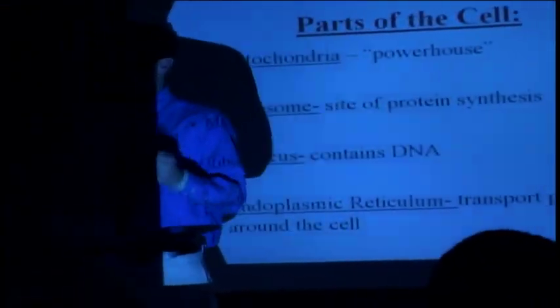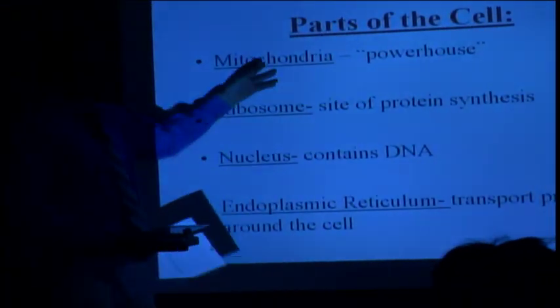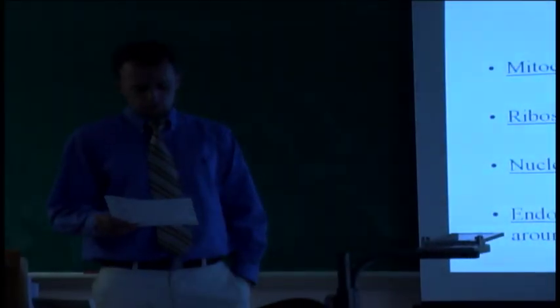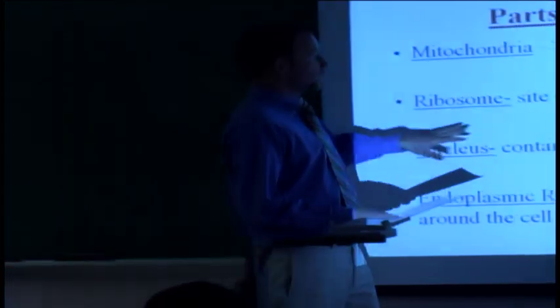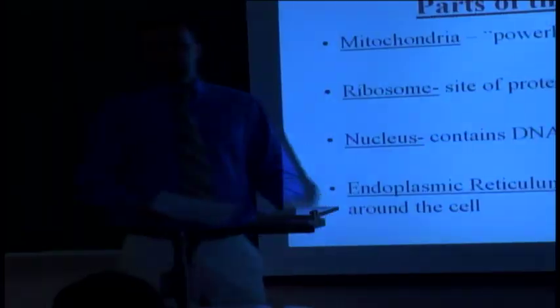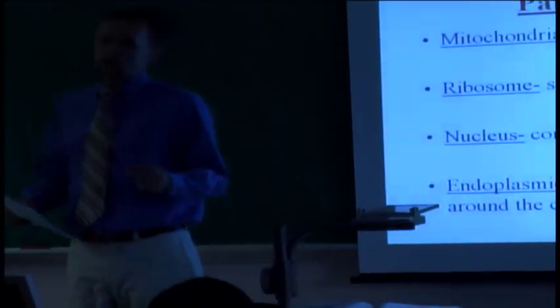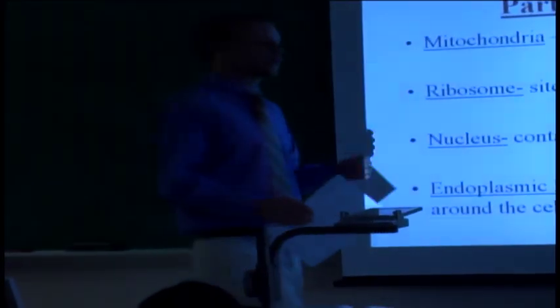It is the spot where cellular respiration takes place. It is the spot where ATP is made. Next on your list are ribosomes, and these are where proteins are synthesized. This is where the synthesis of protein takes place. Ribosomes are located on the endoplasmic reticulum and in the cytoplasm.